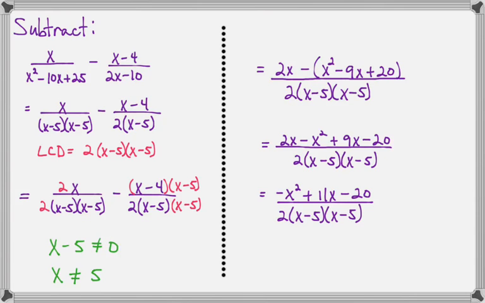So this one's finished. I just need to list that x cannot equal 5. So we'll do that here. x cannot equal 5.